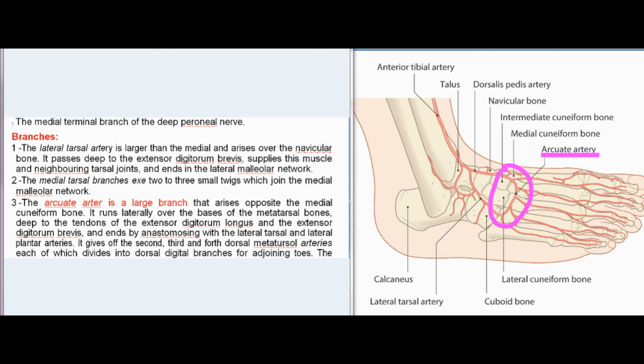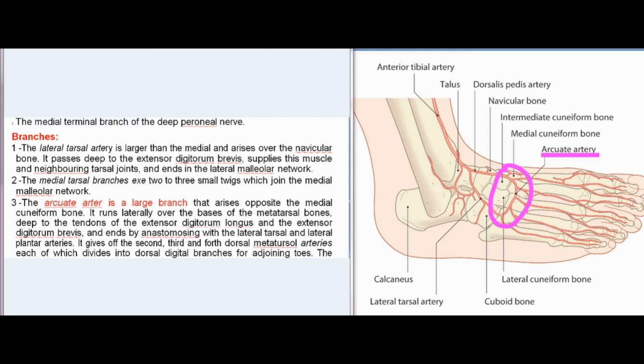Branches. 1. The lateral tarsal artery is larger than the medial and arises over the navicular bone. It passes deep to the extensor digitorum brevis, supplies this muscle and neighboring tarsal joints, and ends in the lateral malleolar network. 2. The medial tarsal branches are 2 to 3 small twigs which join the medial malleolar network.